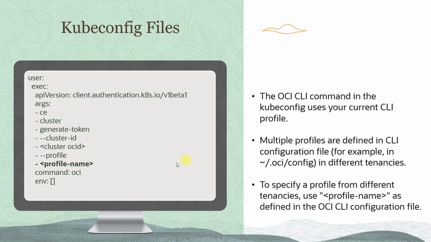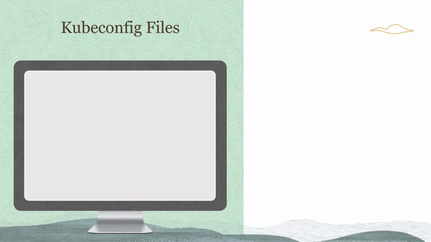Specify which profile to tap into when generating the authentication token. How? Easy. Just use the following format, profile-name, in the command. And yes, profile-name is the actual name of the profile you've defined in your CLI configuration file. So replace this placeholder with the actual name that you have defined in your CLI configuration file.